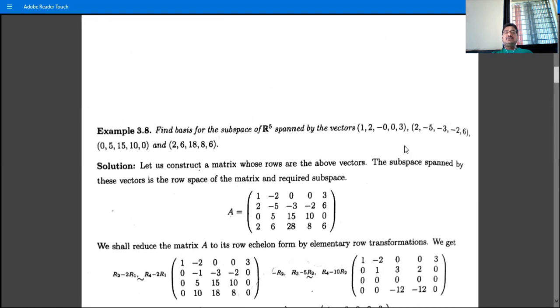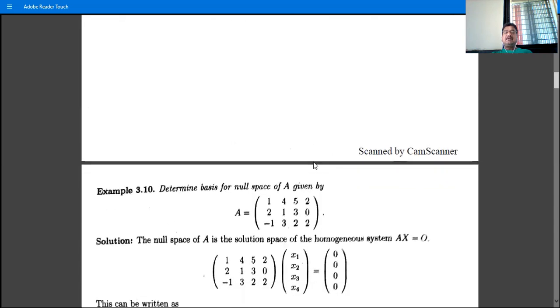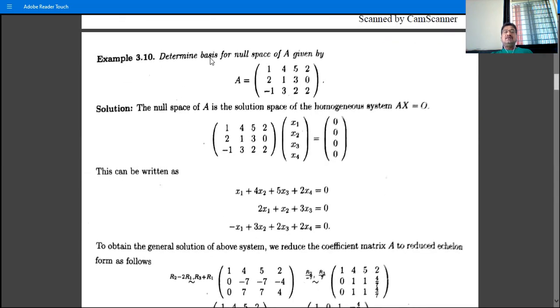So this problem is nothing but the problem of finding a basis for the row space. That is, the basis for the subspace spanned by the vectors is nothing but the basis for the row space of the matrix. We'll see the remaining problem, the basis for the null space of matrix A, in the next lecture.